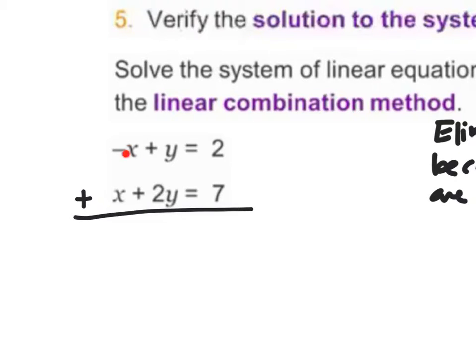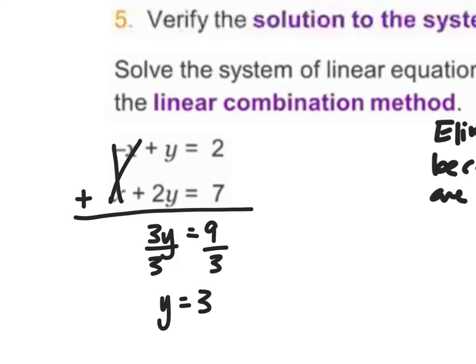So I've got -x and x. When I add these two terms together, they add to 0. Hence, they cancel out, so I'm just going to cross them out. Then I have y plus 2y, which gives me 3y, and that's going to equal 2 plus 7, which is 9. Now notice that I have eliminated the x. So now I have an equation that I can solve for y. I'm going to divide both sides of this equation by 3. So I get that y is equal to 3. That's my value for y.